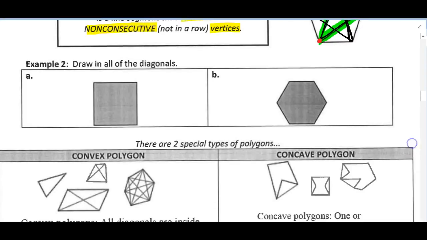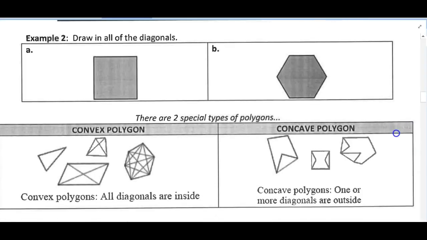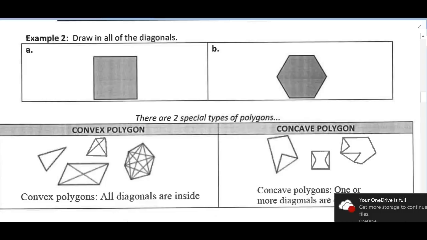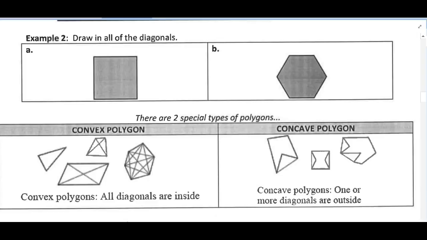Alright, so just to check and see if you have an understanding of what we're talking about so far, go ahead and pause the video, and in these two examples draw in as many diagonals as you can, and then we'll name those. So again, pause the video, draw those in, and then restart, and we'll compare our answers.